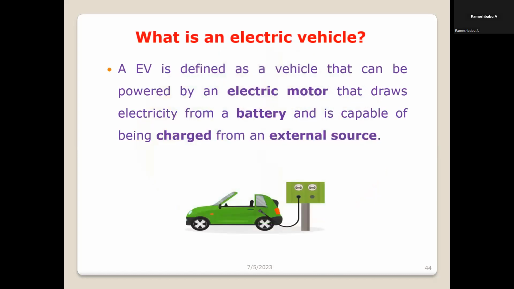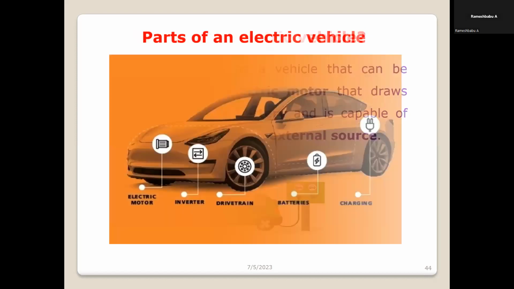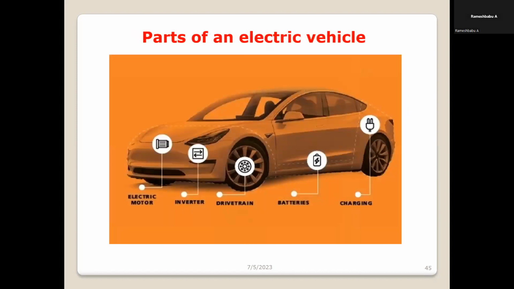First, what is an electric vehicle? An electric vehicle is defined as a vehicle that is powered by an electric motor that draws electricity from a battery and is capable of being charged from an external source. These are the parts of an electric vehicle: an electric motor, inverters and drivetrain, batteries, and charging.